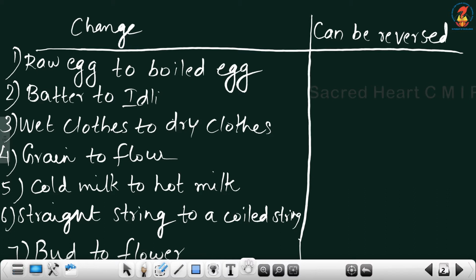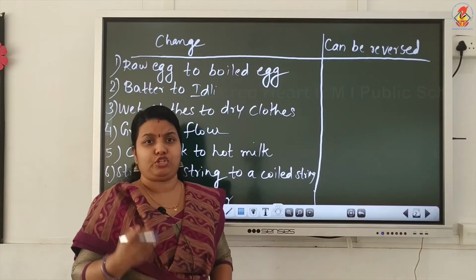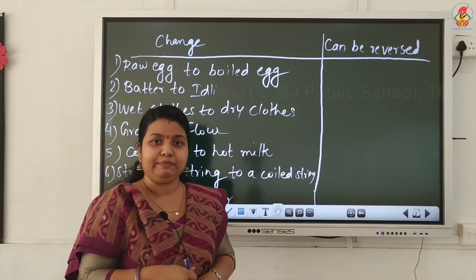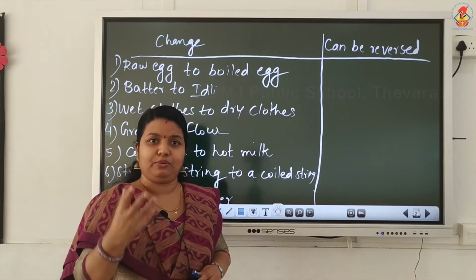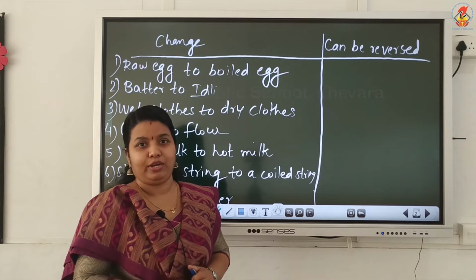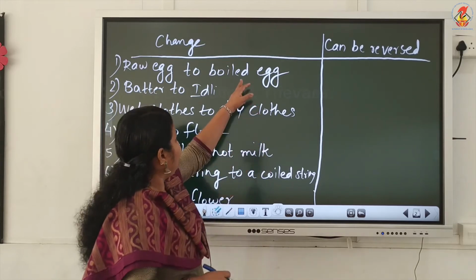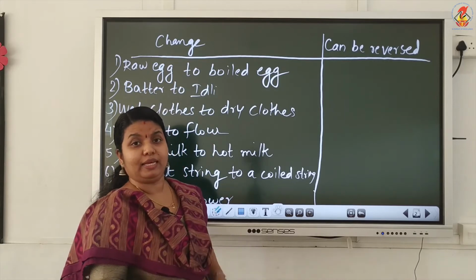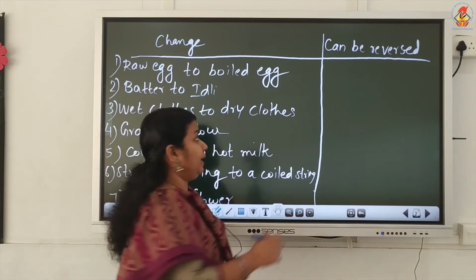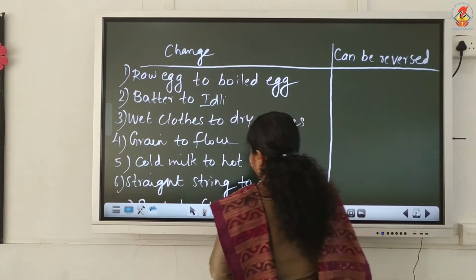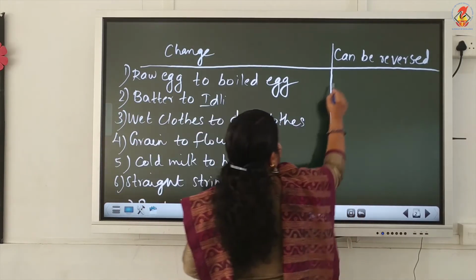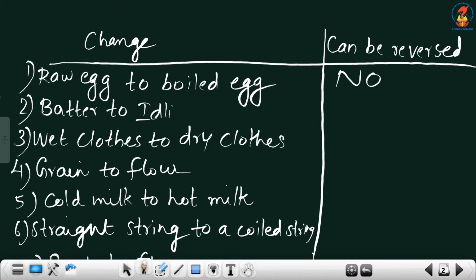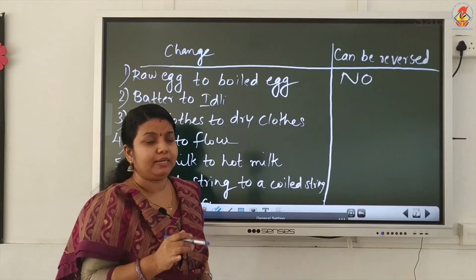So the first one is raw egg to boiled egg. Raw egg is the one that we buy from shops. When we put it in boiling water, you get boiled egg. Question is, will you be able to convert boiled egg back to raw egg? Answer is no. It cannot be reversed. You will not be able to get raw egg back from boiled egg.